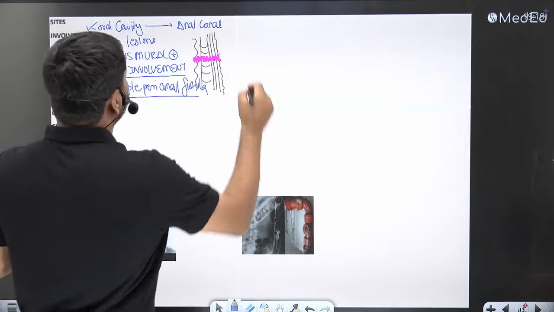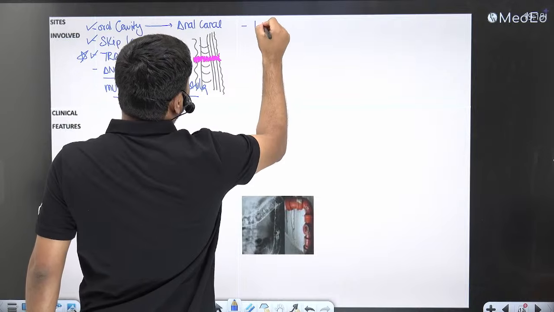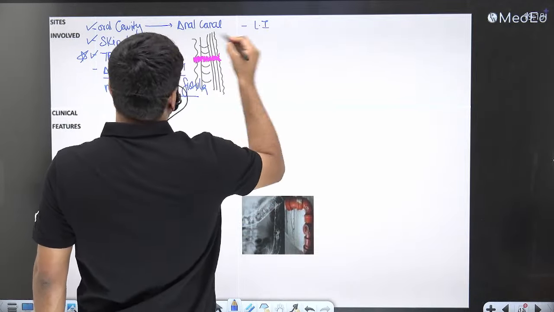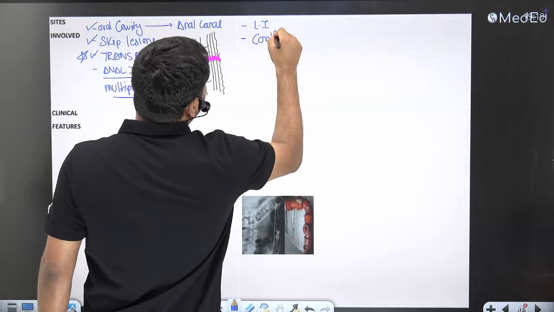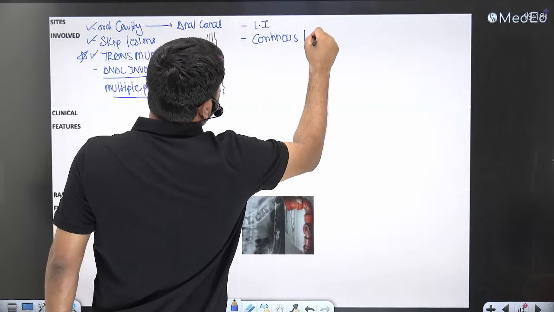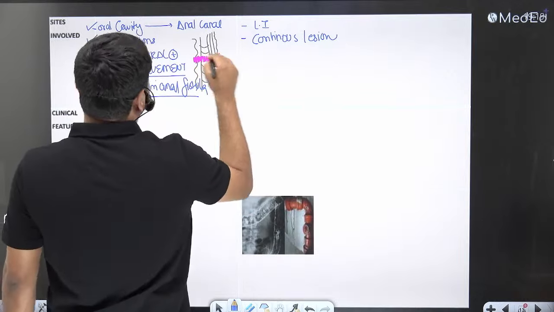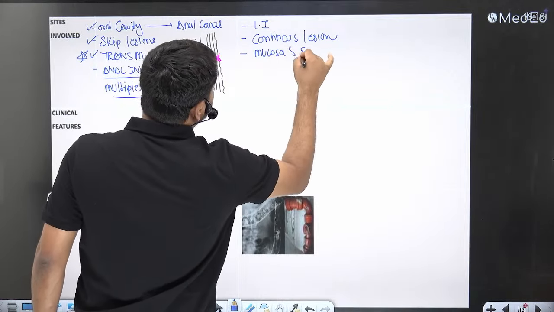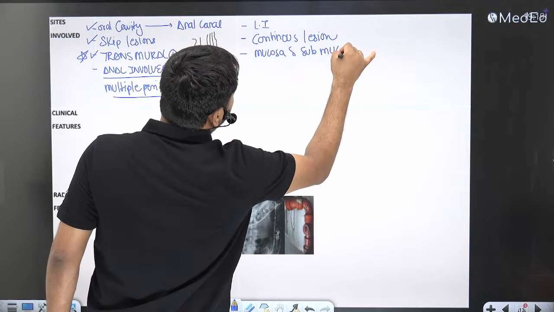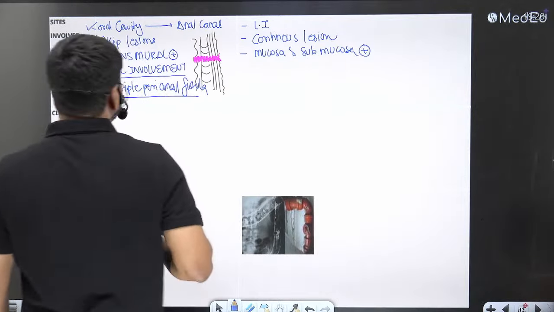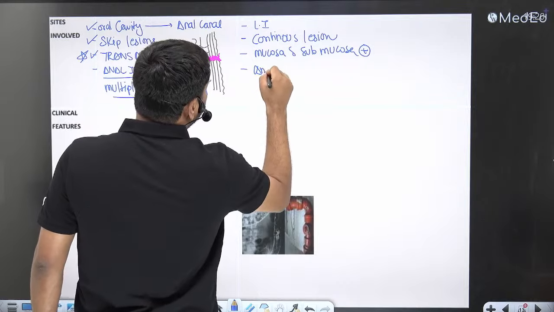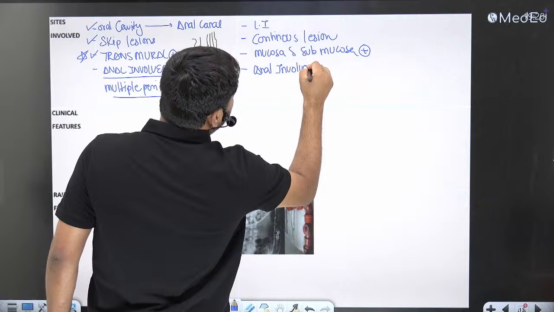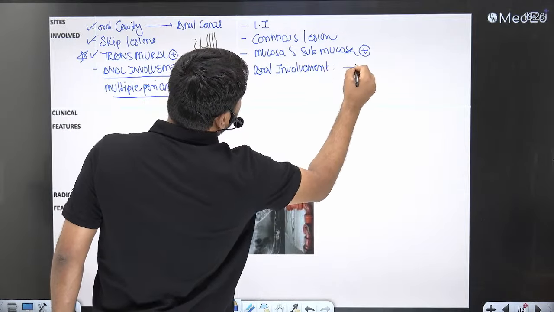On the other hand, ulcerative colitis is restricted to the large intestine. It will have a continuous lesion. There's no skip lesion. It involves only mucosa. At most, it will involve submucosa, not beyond that, right? Here, anal involvement is uncommon. In fact, anal involvement in ulcerative colitis is extremely rare.